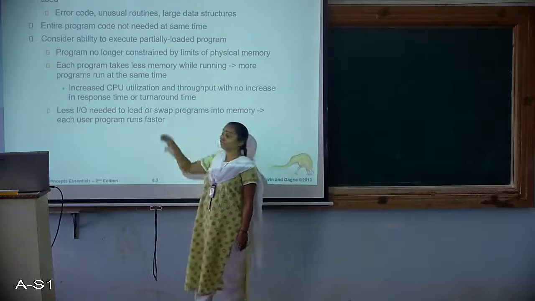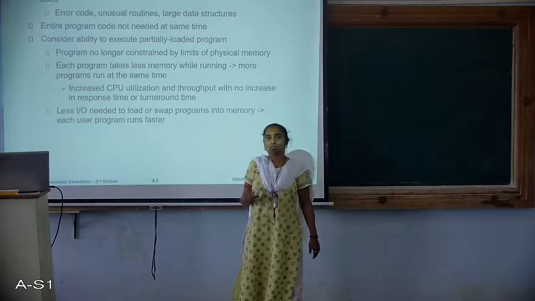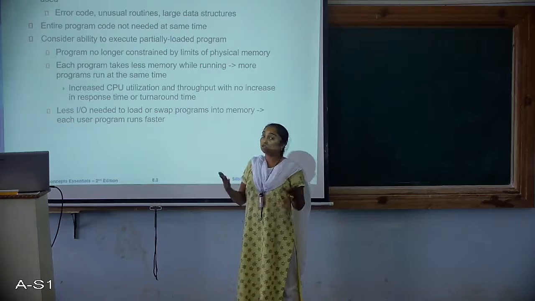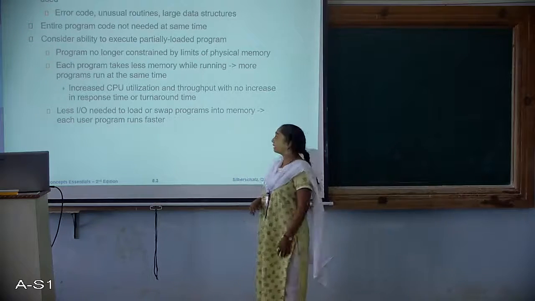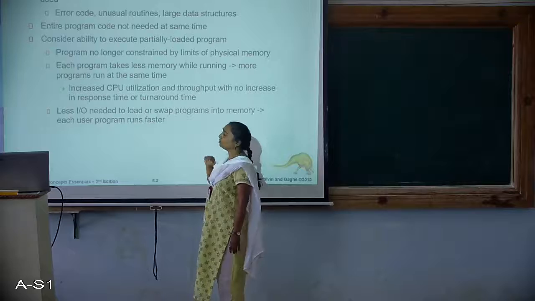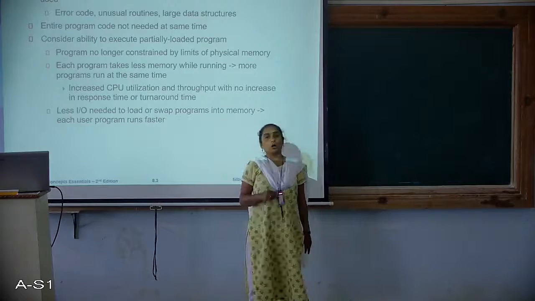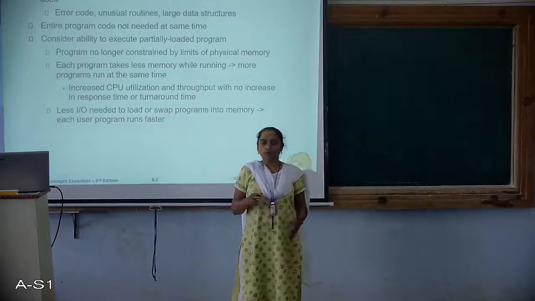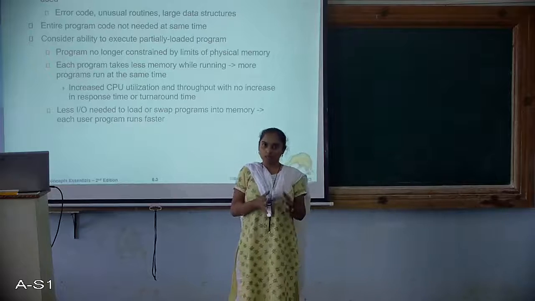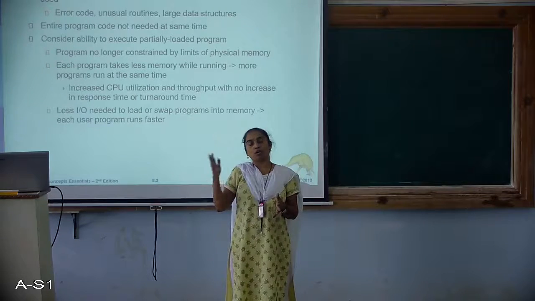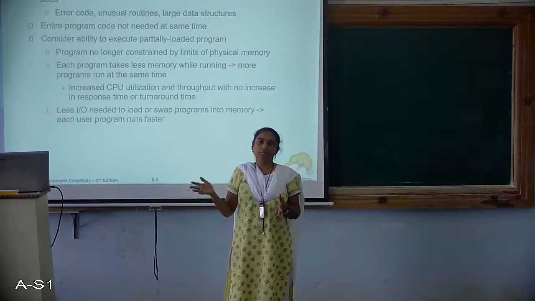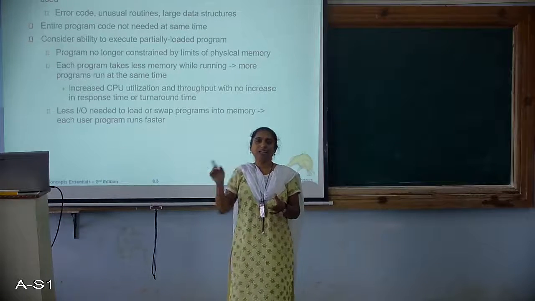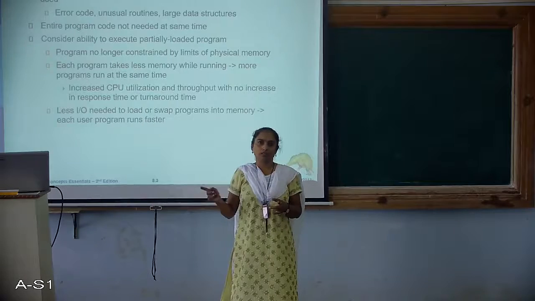So CPU utilization and throughput will be higher if you have this. Processes waiting for the CPU will decrease and hence throughput will increase. We also will require less I/O. How do you require less I/O? If you have fewer processes in the main memory and more processes residing in your secondary storage, extended memory, then you will have to frequently keep swapping between the processes.